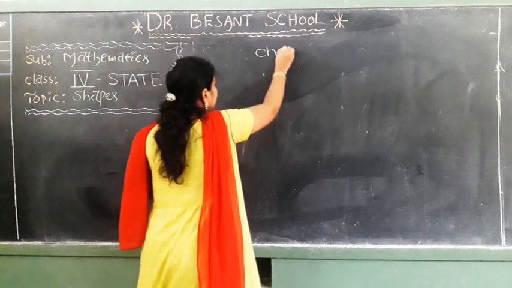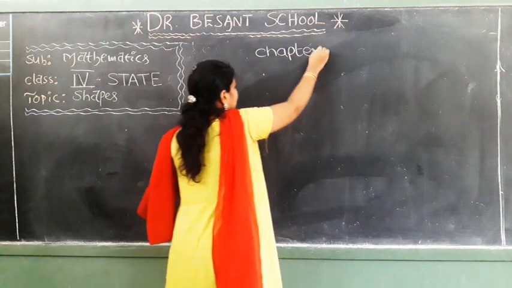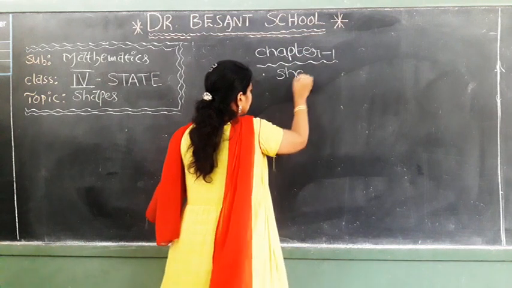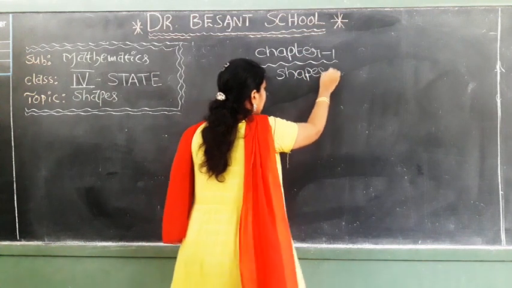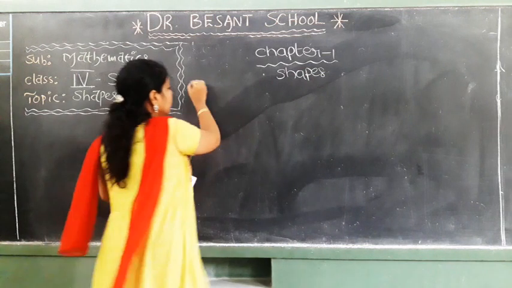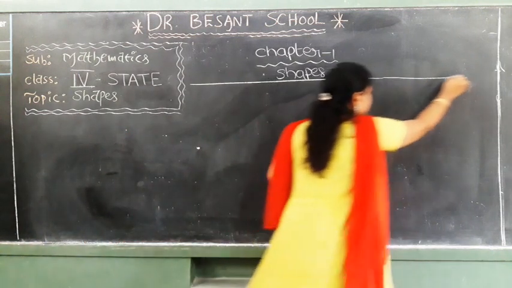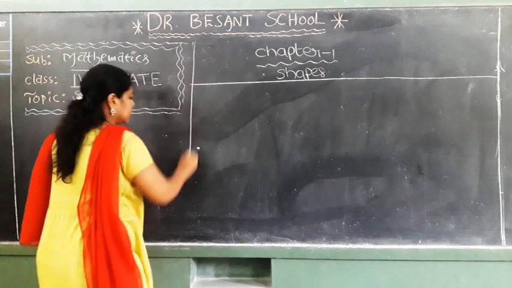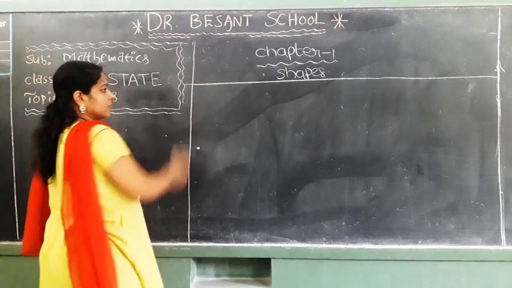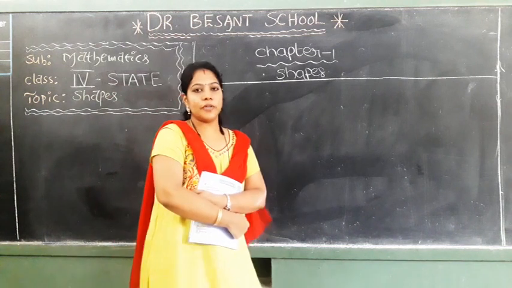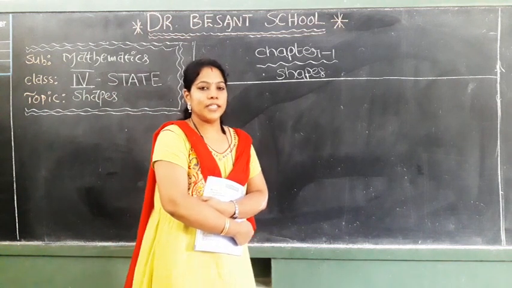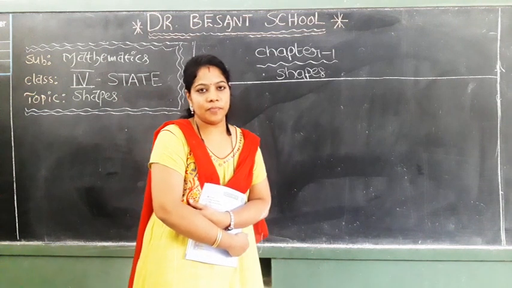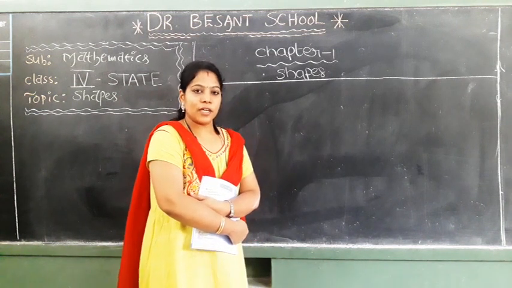Put the heading. What's our first chapter? Chapter 1, shapes. Like this you have to put the heading, and draw the margin like this. Everyone, drawing over? Draw neatly and put the heading as chapter 1, shapes. Shall I continue the class, children?